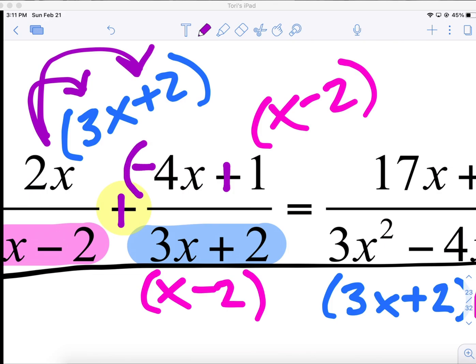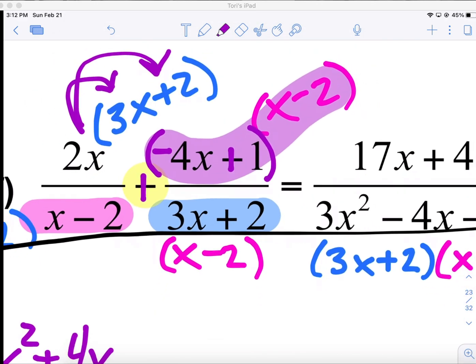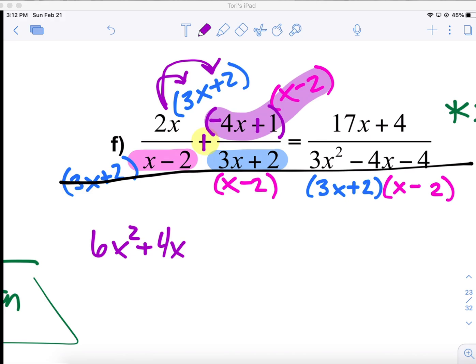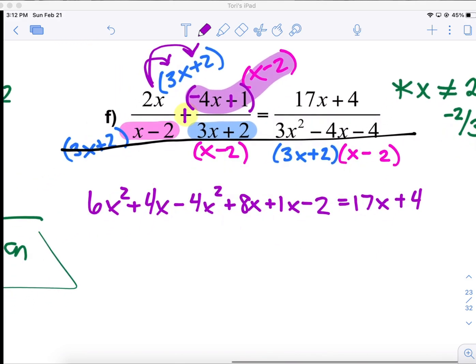So now, looking at these two, I can FOIL these two together to make another term. So let's do that now. I'm going to have negative 4x squared, positive 8x. Multiplying with the 1, now I have a 1x, and I have a minus 2. All of that is just the purple highlighted part, okay? All right, the piece at the end, 17x plus 4. That didn't get any changes because it had the whole denominator already.